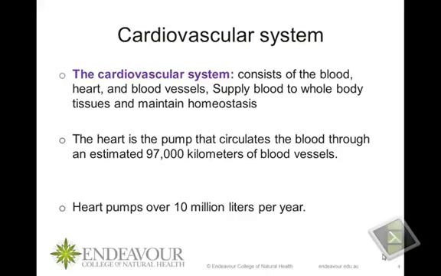So the cardiovascular system consists of the blood, which we've already covered, the heart, and the blood vessels. They supply blood to all regions of the body, and they also maintain homeostasis. The heart is a very, very important pump. It's a very efficient pump, and it circulates the blood through an estimated 97,000 kilometres of blood vessels. It pumps around about 100,000 times a day if it was pumping at about 70 beats per minute. That means it would pump about 35 million times in a year. And if you lived to the age of 80, your heart would pump approximately 2.8 billion times in your lifetime.